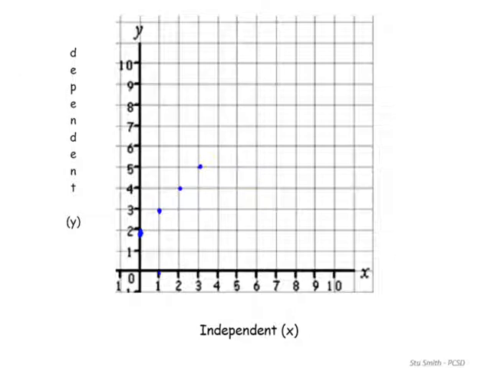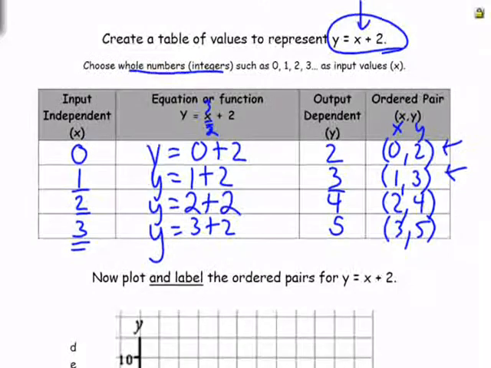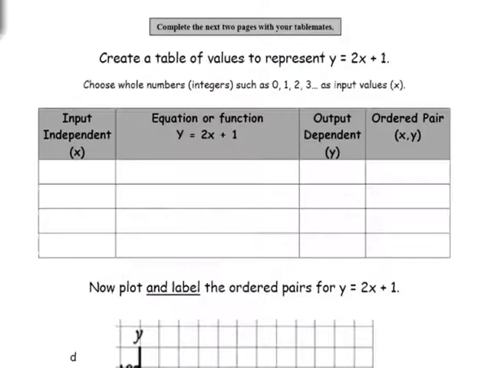And I'm just going to go ahead and do this freehand. Just going to make our line here. So this line represents the equation or the function y equals x plus 2. And this line, of course, goes on forever in both directions, and any point on that line would be a solution to this equation.